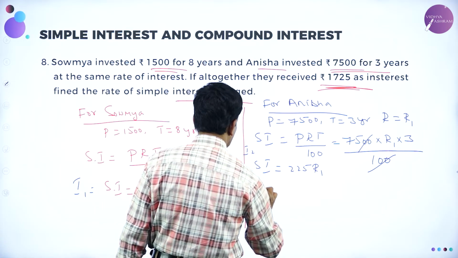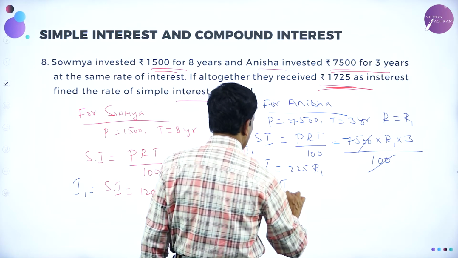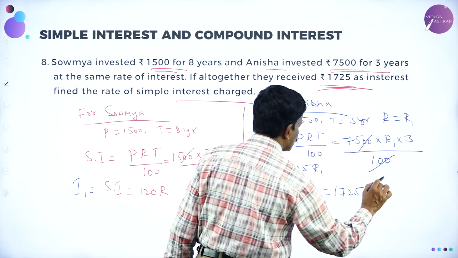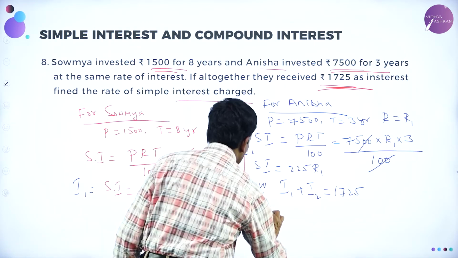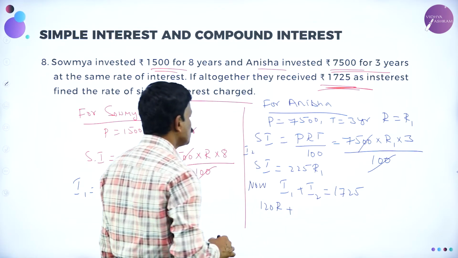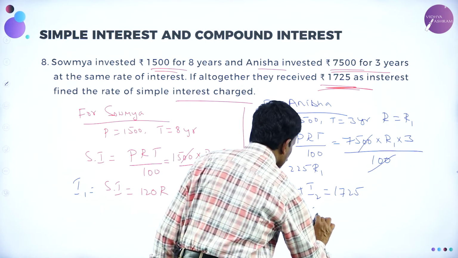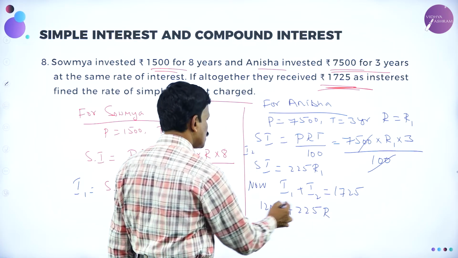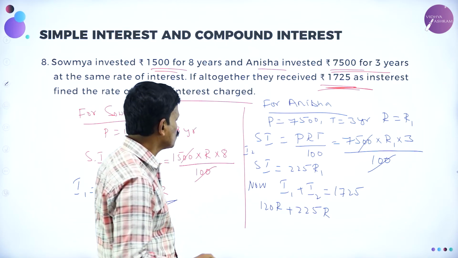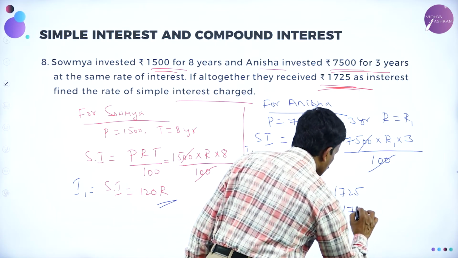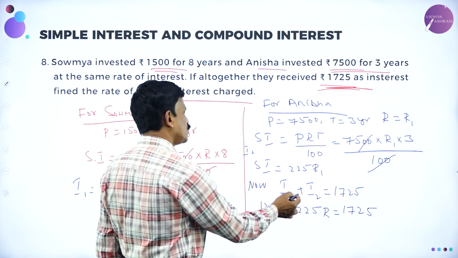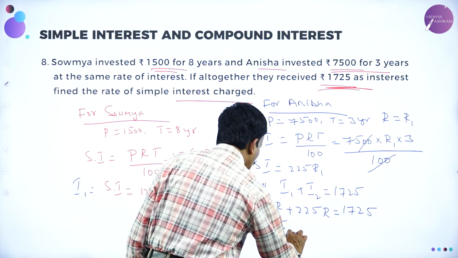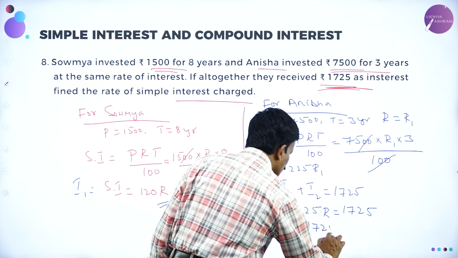Now, add. What is given? I1 plus I2, the interest for both, is given to be 1,725 rupees. Now, what is I1? 120 R, plus I2 is equal to 225 R, right. Now, the rate of interest is R in both. So 120 R plus 225 R is equal to 1,725. So 120 plus 225 is nothing but 345 R is equal to 1,725.